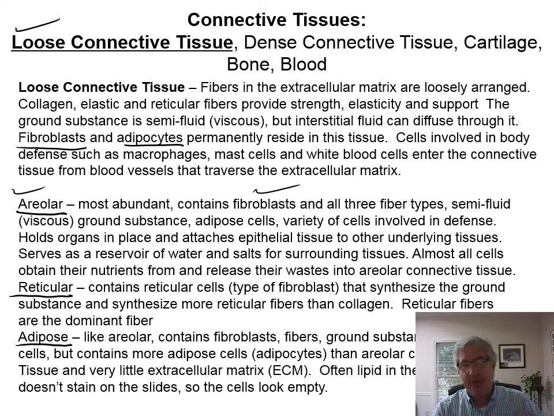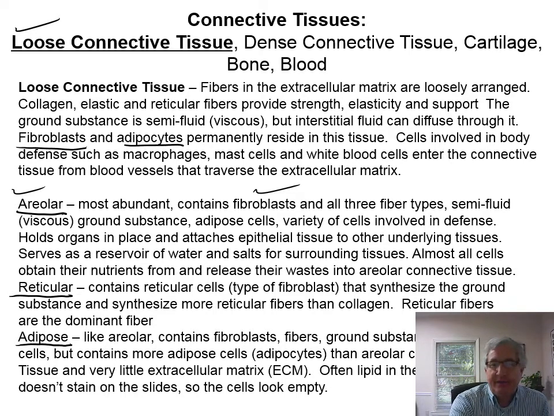So stuff can diffuse out of the blood vessels into areolar tissue and sit there, and then when the epithelial cells above it need it, it just diffuses across into those epithelial layers, and then waste from those can diffuse into the areolar layer. Think of it as a reservoir for the town for water. So you take the water when you need it, and then they put more water in from, say, the river or the streams when they need to fill it back up again. Almost all cells obtain their nutrients from this and release their wastes into areolar connective tissue.